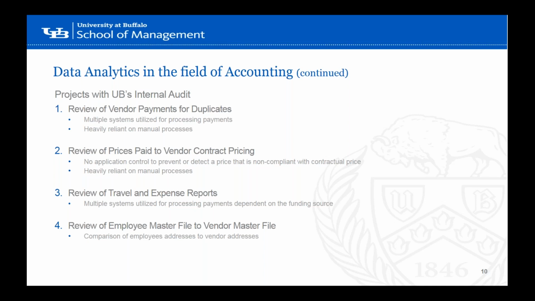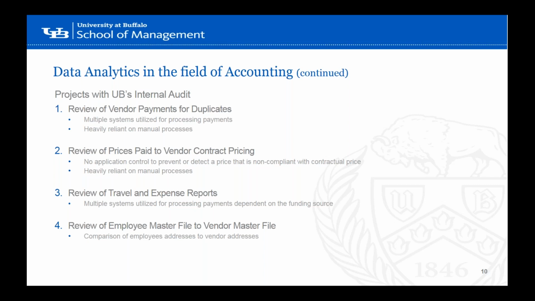Another project that we're working on is travel and expense reports. Same concept. We have multiple systems here for processing payments depending on your funding source. So if I was, I'm not, but if I was a research faculty and I did get some sort of research grant, I could potentially go away to a conference and have it paid out from that funding source through the Research Foundation, versus if I went to a conference and had it paid out through my department. So there is potential for travel and entertainment expense reports to be paid out from multiple funding sources, and those funding sources do not cross-communicate with one another.